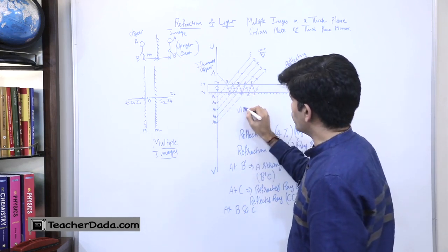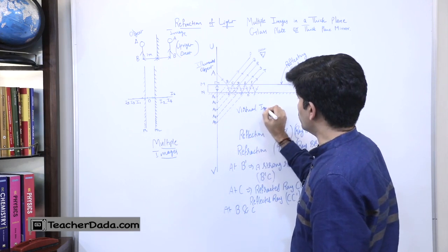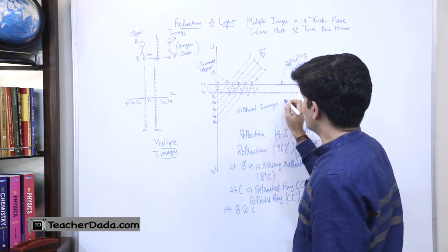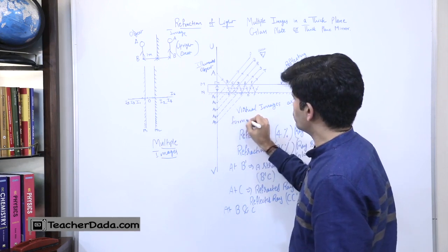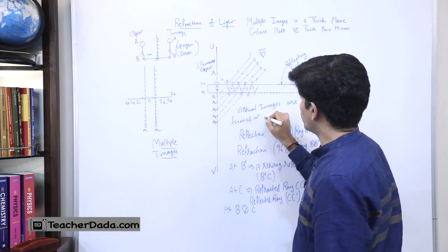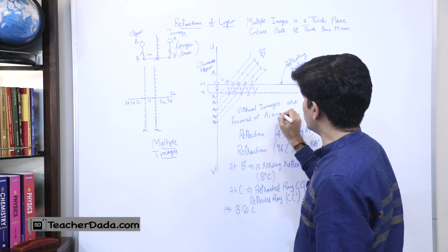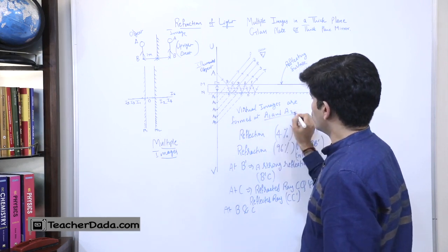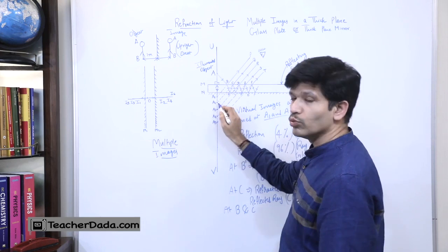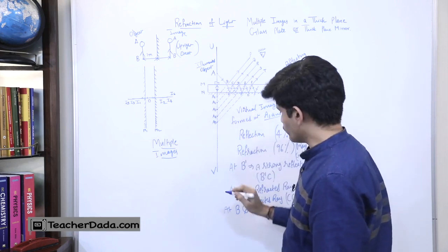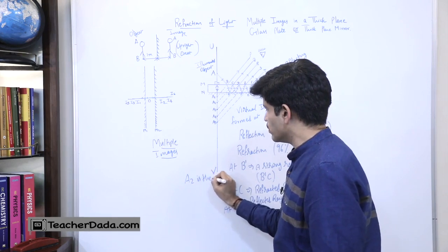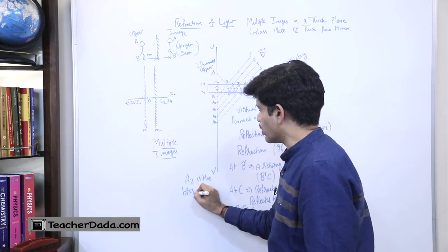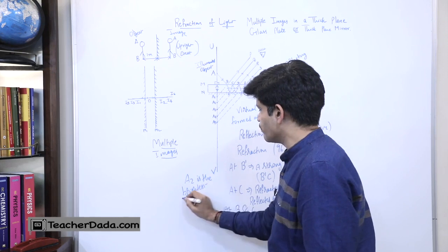So I can write: virtual images are formed at A1 and A2. Now the best part is that A2 is the brightest image. So I can write over here, A2 is the brightest image. Now, why is A2 the brightest image?